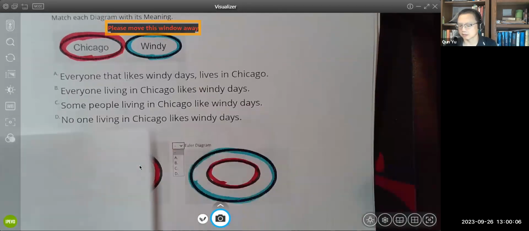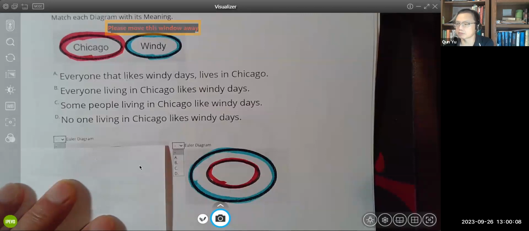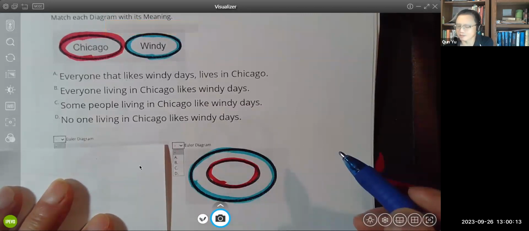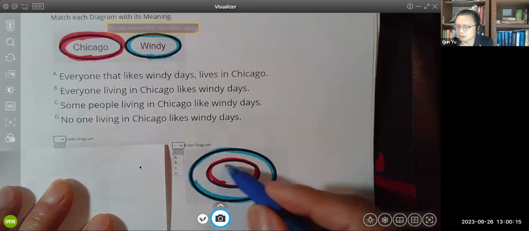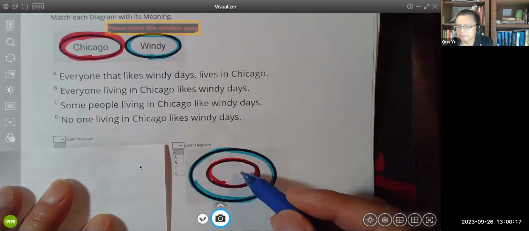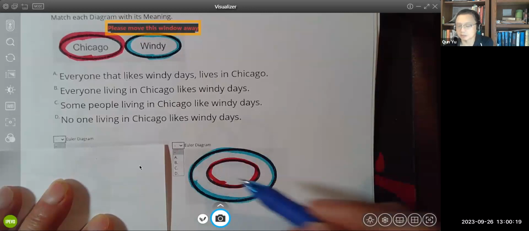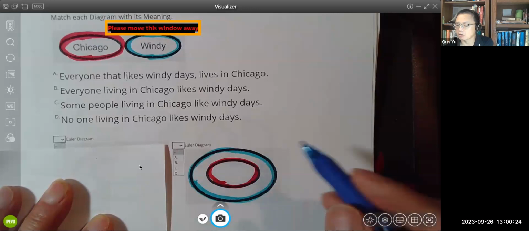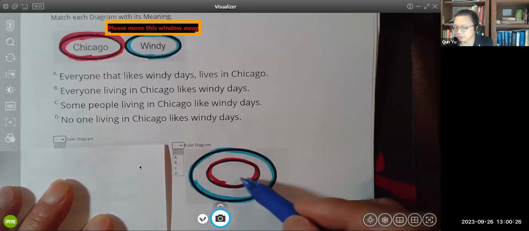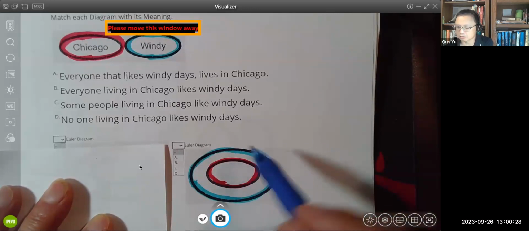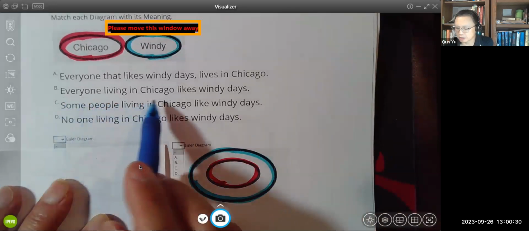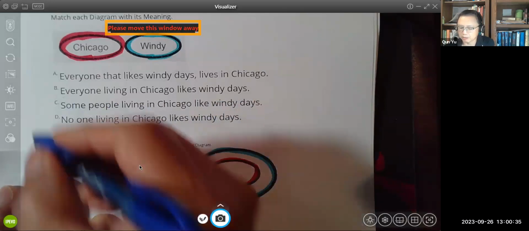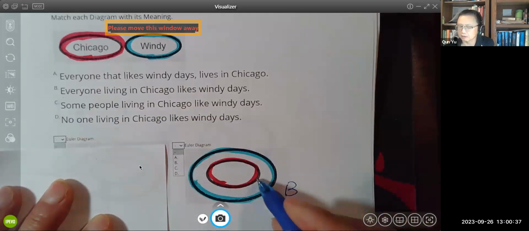So now let's look at the second one. Very much the same kind of problem. We just switched between the blue circle and the red one, right? So all those who live in Chicago like windy days. Something like that. It starts with O because this model is OARB, but this time A is the red circle. People who live in Chicago, right? Everyone living in Chicago likes windy days. So that's the meaning of this diagram. So we choose B as the answer for the second one.